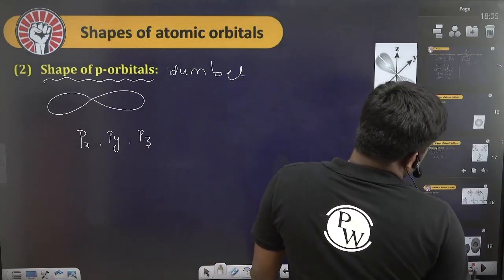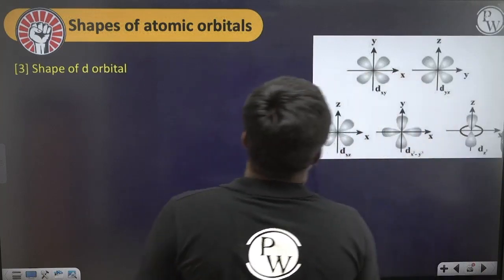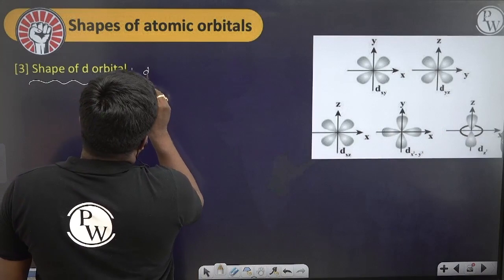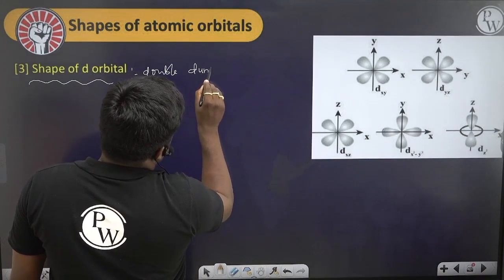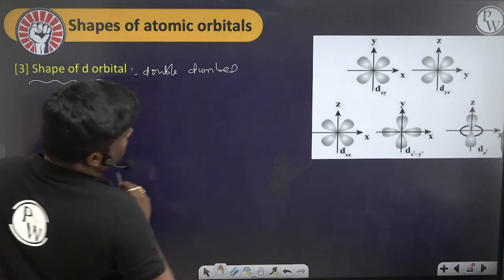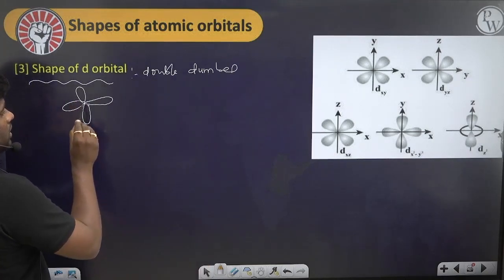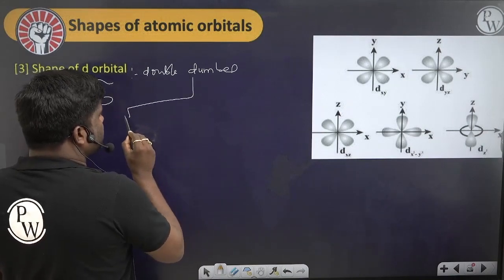And next, d orbitals. So d orbitals have a double dumbbell shape. What shape are they? Double dumbbell shape. It will be something like this. This is one dumbbell, this is another dumbbell. And these d orbitals are classified into two sets.